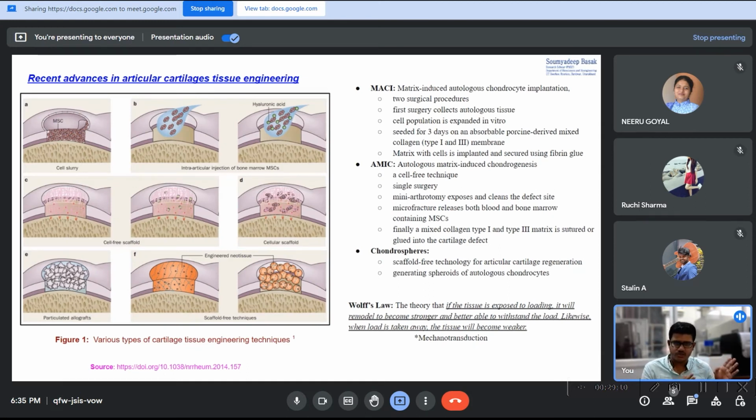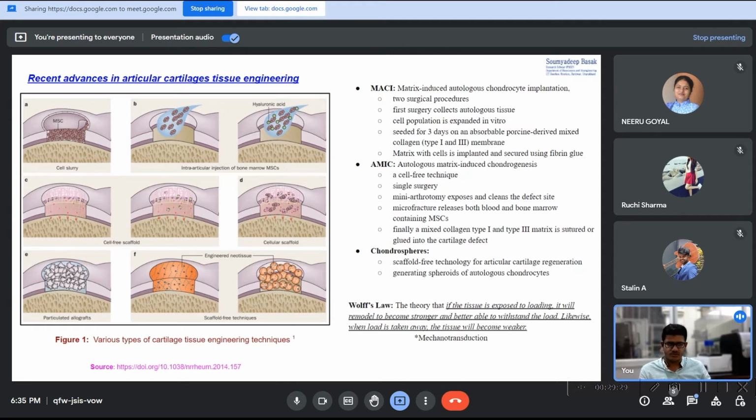Alright. We have also talked about MACI, that is matrix induced autologous chondrocyte implantation. Same one surgery, cells are coming out, and then you are implanting with a collagen matrix, collagen type 1 and 3. That is matrix induced. We are providing an external matrix, right?